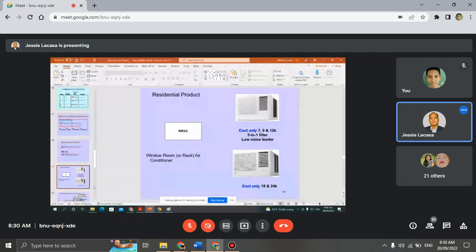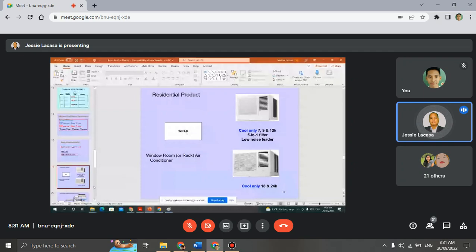So these are some of the examples ng air conditioning. So mga rooftop, water cooled package, mga split systems, chiller, air cooled, water cooled, flooded screw, centrifugal, absorption. So kani nga tanan nga mga types of chiller.